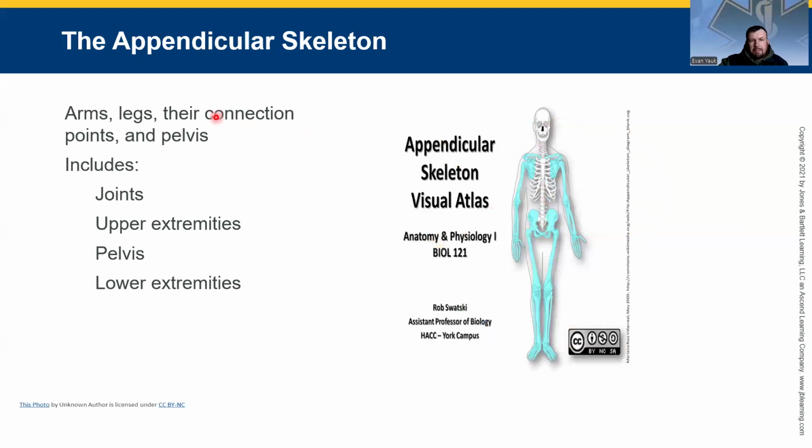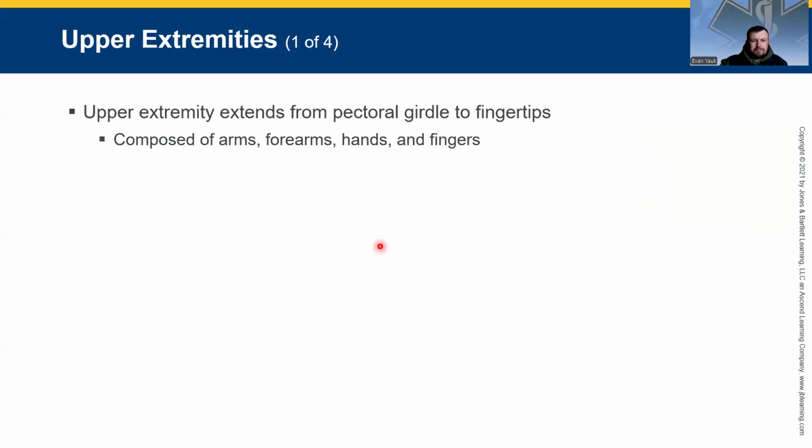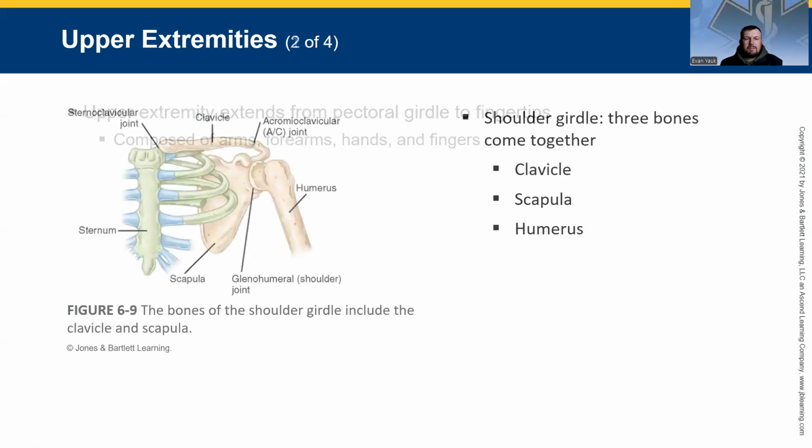Then we move on to that appendicular skeleton. This is going to be your arms, legs, their connective points, so those joints, and pelvis. So your joints, upper extremities, pelvis, lower extremities. Your upper extremities extend from the pectoral girdle to the fingertips. They are composed of arms, forearms, hands, and fingers.